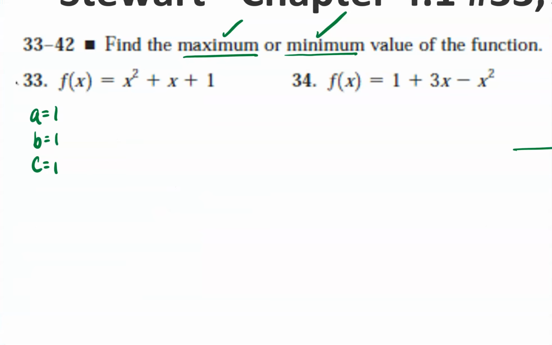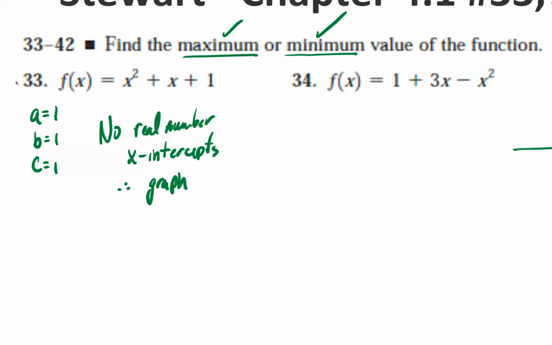In other words, there are no real number x-intercepts, or in other words, the graph doesn't touch the x-axis. It doesn't physically touch or cross the x-axis.